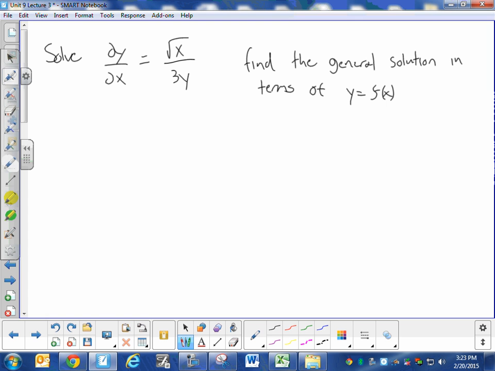Okay. So some people get tripped up. They don't know that you can just replace the two, but of course you can. And yeah, multiply both sides by dx, multiply both sides by 3y.